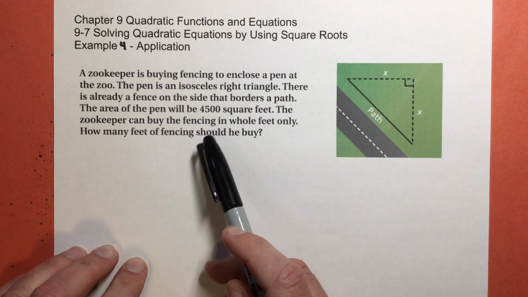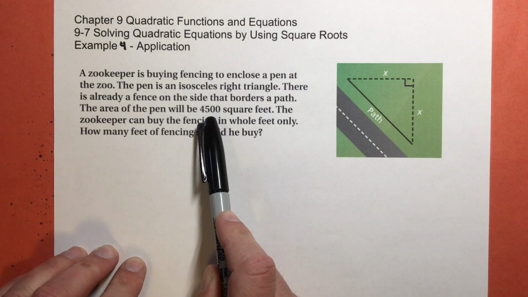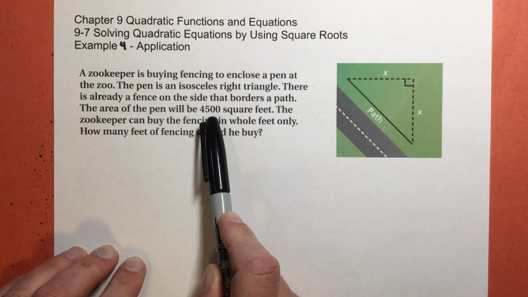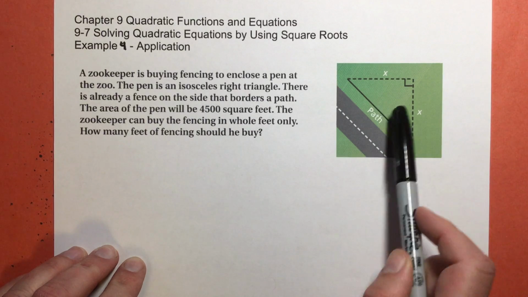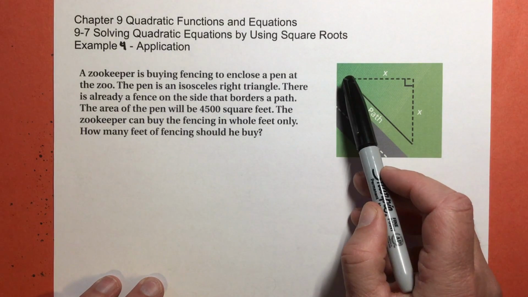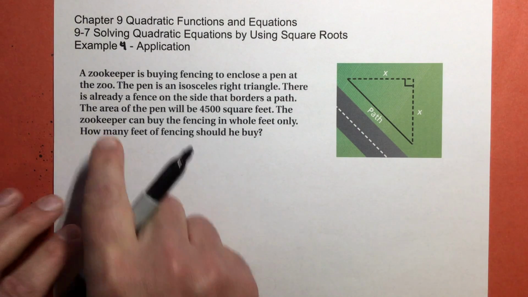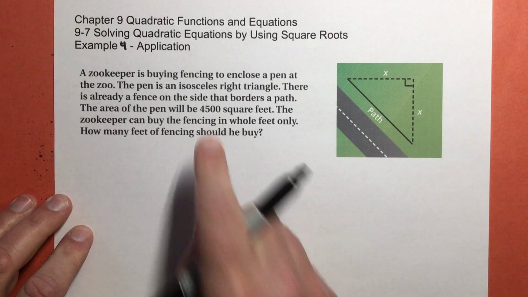The zookeeper can buy fencing in whole feet only. Oh, I skipped part. The area has to be 4,500 square feet. So we're trying to give some space to this animal. How many feet of fencing should the zookeeper buy to put a fence here and a fence here? Got it. All right. So the area is going to be 4,500 square feet.